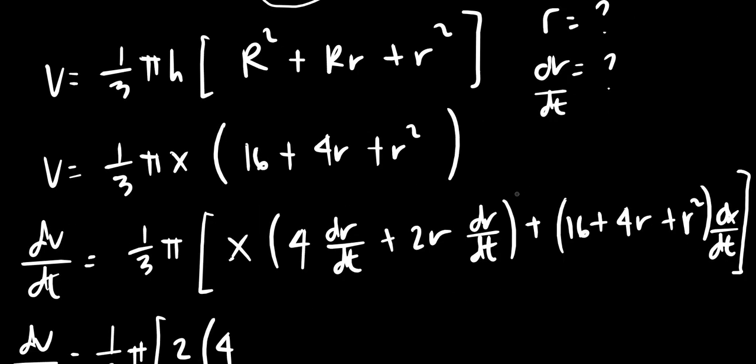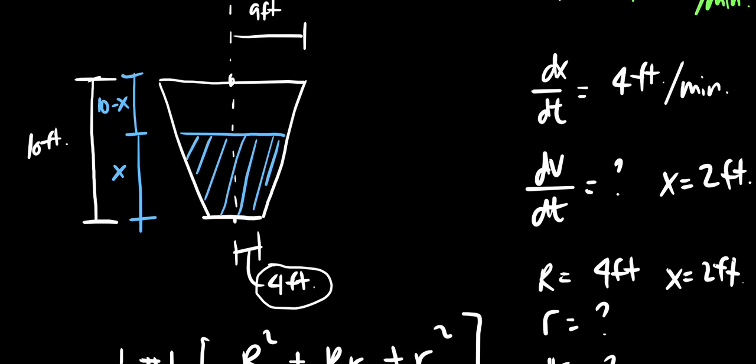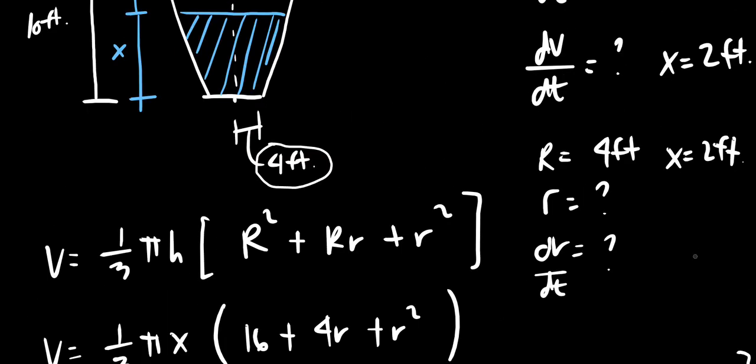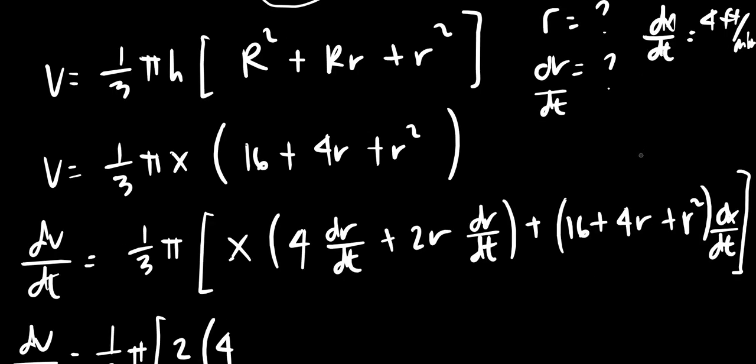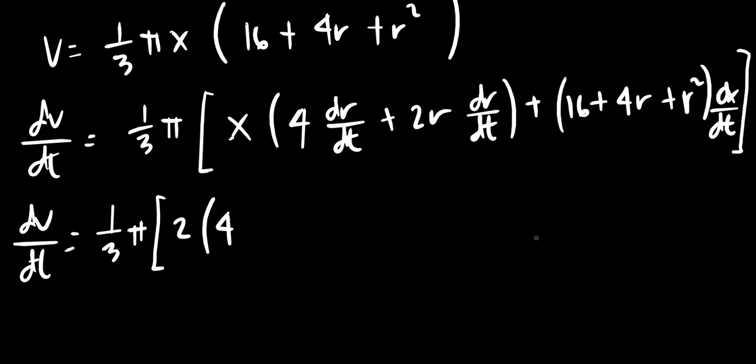So r is also unknown. So we'll now find dr over dt. dx over dt is just equals to 4 feet per minute. 4 feet per minute is given.